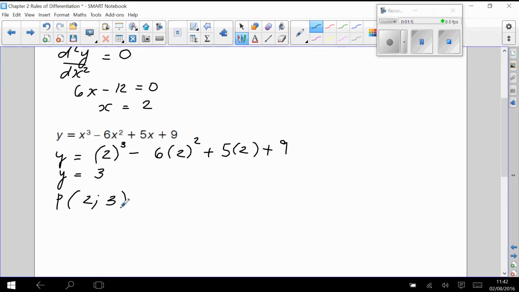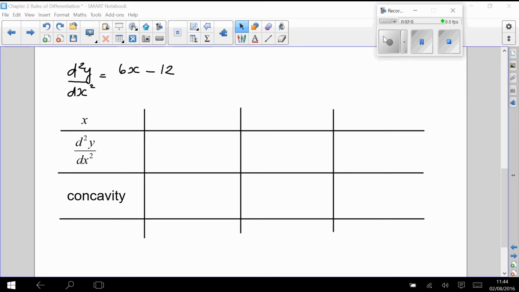Now the next part of the question is: is this point actually a point of inflection? And we need to test this using our table. When I test a point to see that it is actually a point of inflection, I could use the first test, which was the gradient, and the gradient to the left or to the right of that x value had to be the same. Or I could test the concavity, and the concavity to the left and to the right of that point had to be the opposite.